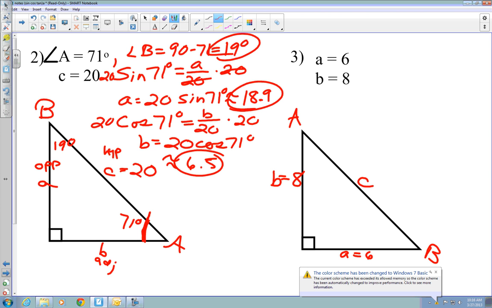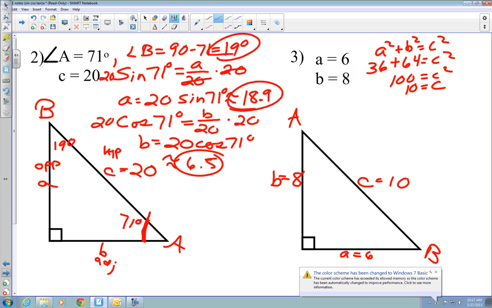Well, let's do C first, because that's going to be the easiest one here. How do I do that? A squared plus B squared equals C squared. And if you recognize the Pythagorean triple, you can skip this step and say it's 10, because 6, 8, 10 is indeed a Pythagorean triple. So C equals 10. Okay, so now the tricky part is figuring out the angles.